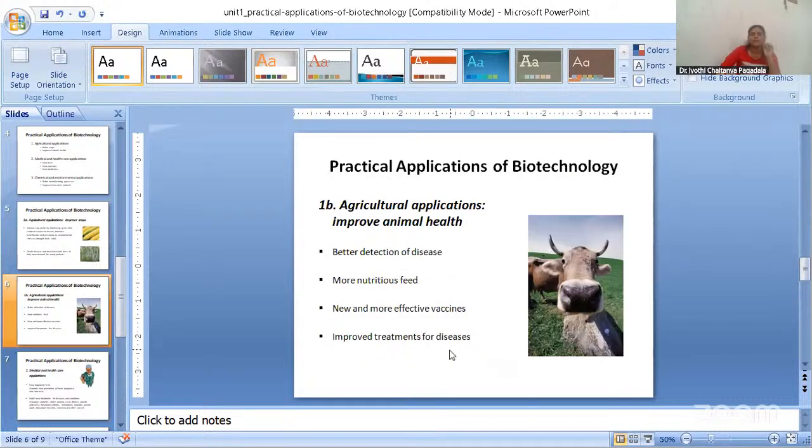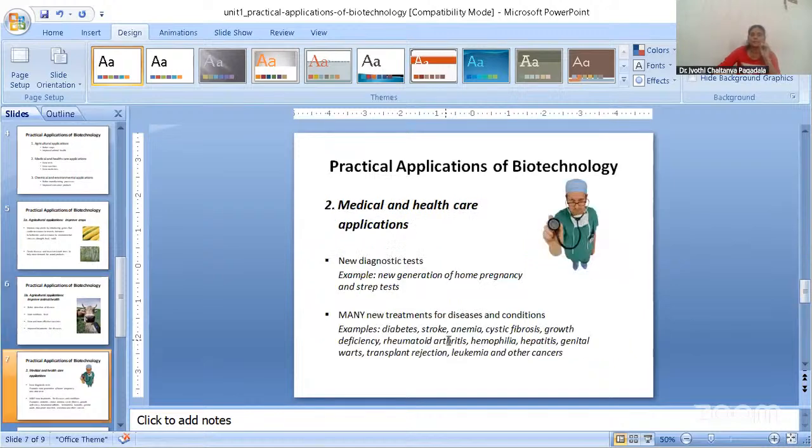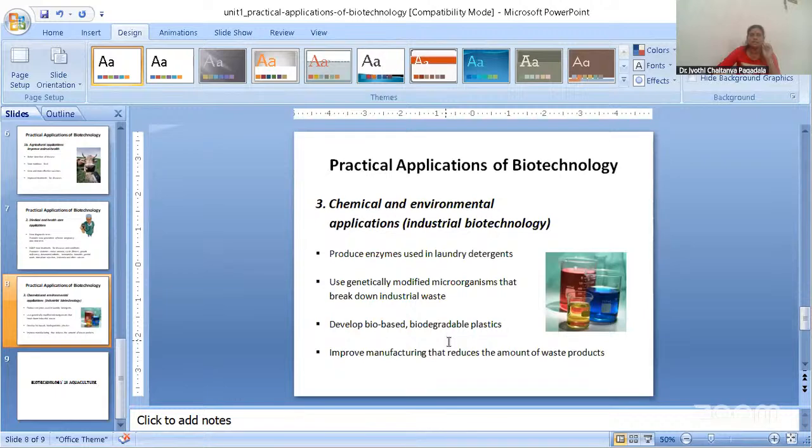In agricultural applications, they improve animal health, with better detection of disease, more nutritious feed, new and more effective vaccines, and improved treatment for diseases. In medical and healthcare applications, there are new diagnostic tests, like the new generation of home pregnancy strip tests.